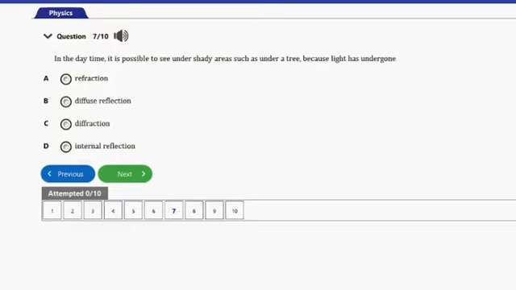It is possible to see in the daytime under shady areas such as under a tree because the light has undergone diffuse reflection. And that's it for this question. So let's go ahead and consider the next question, guys.